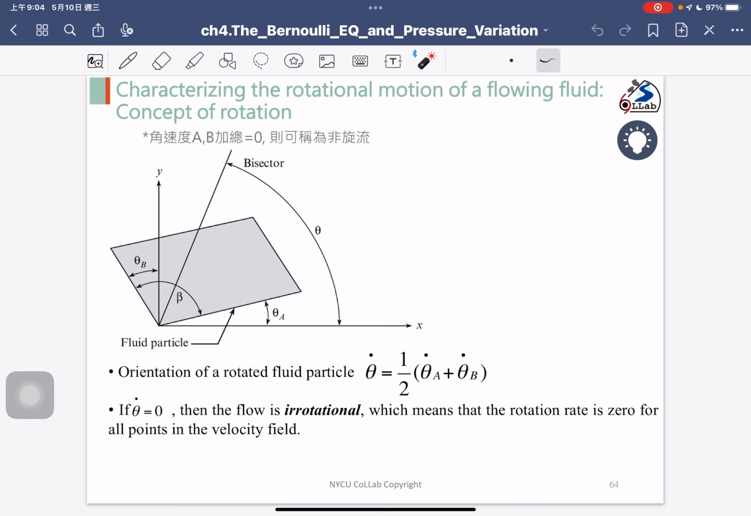You can see the slide showing the figures, where we have theta A on one side and theta B on the other. Theta is defined by these figures: it is the angle between the bisector and the horizontal line, the x-axis. In this slide, I'm going to teach you how to define the theta angle, based on the figure shown here.